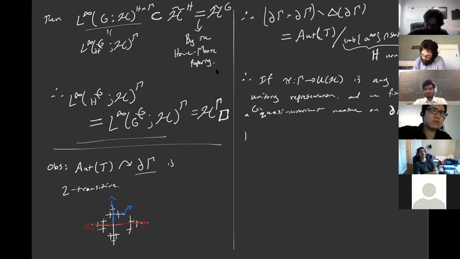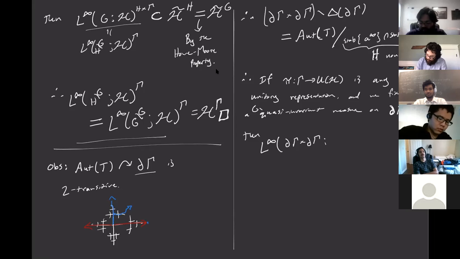So then, what do we have? We have L infinity of the boundary times the boundary with respect to the product measure, mu times mu, taking values in H, and then we look at the gamma equivariant functions here.